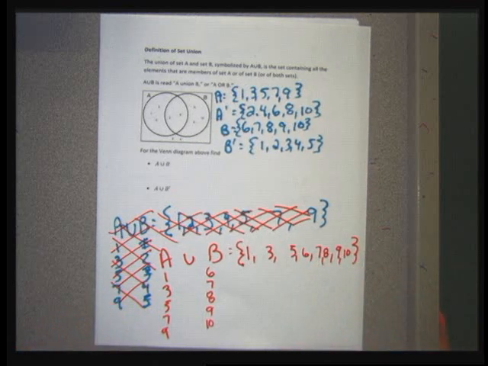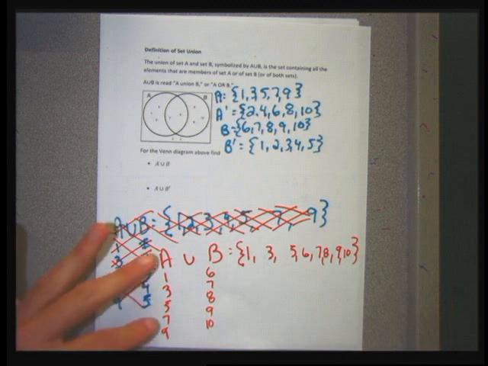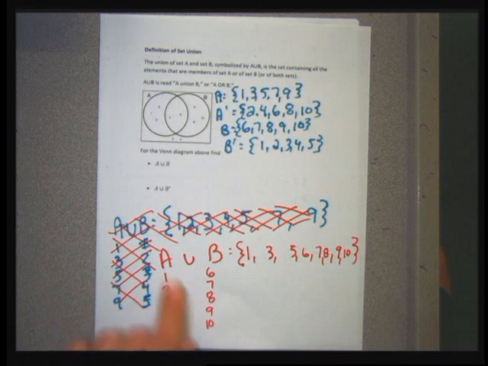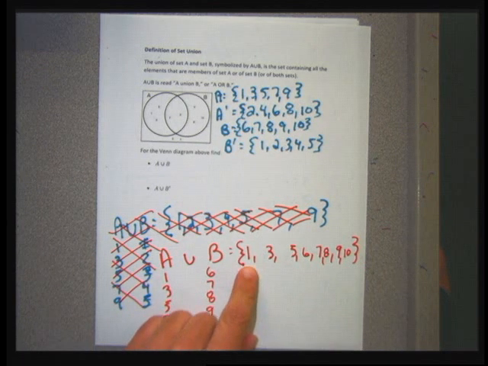The numbers 2 and 4 aren't in A, or they're not in B, or they're not in both. So that's not going to be part of A union B. Union means in one set or the other set or both. So A union B is 1, 3, 5, 6, 7, 8, and 10.